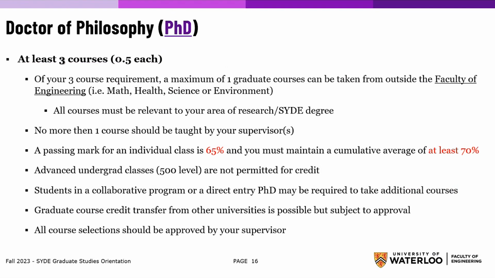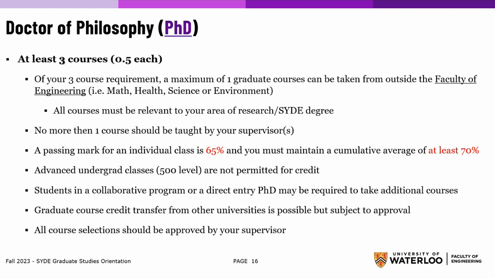Okay. On to the PhD. So PhD students, 3 courses instead of 4. And only 1 can be taken from outside the Faculty of Engineering. Again, faculties of math, health, science, or environment, typically not the Faculty of Arts. And all courses must be relevant to your degree requirements. In this case, no more than 1 course may be taught by your supervisor. So that's an important thing to keep in mind at the PhD level. Only 1 taught by your supervisor.